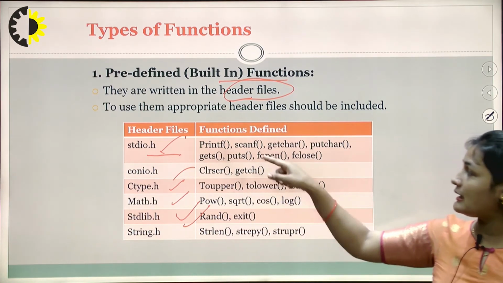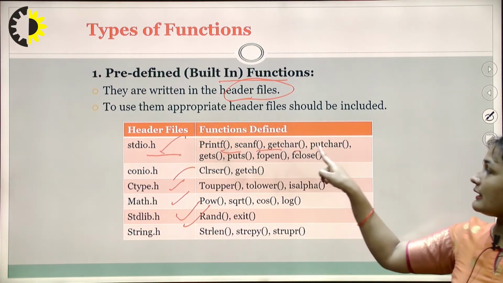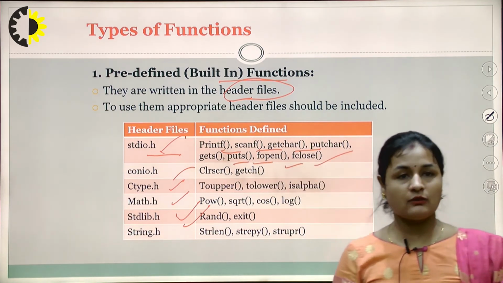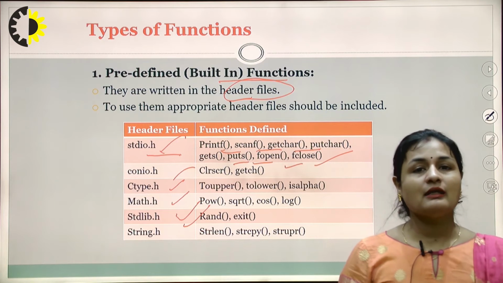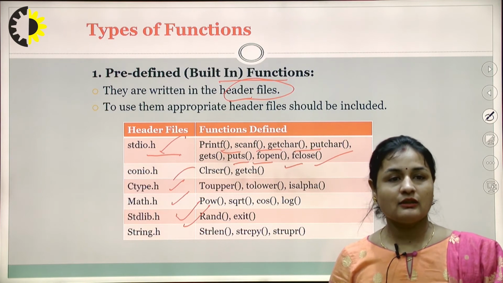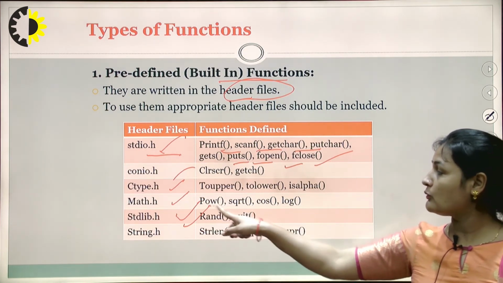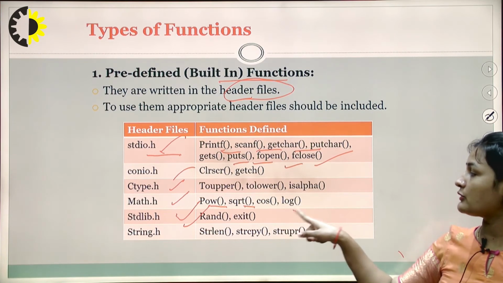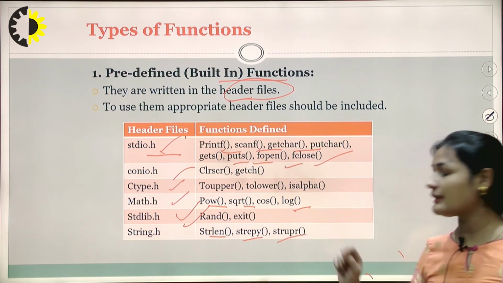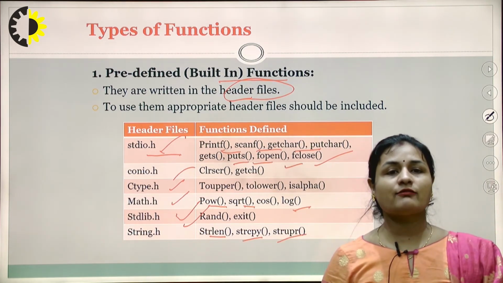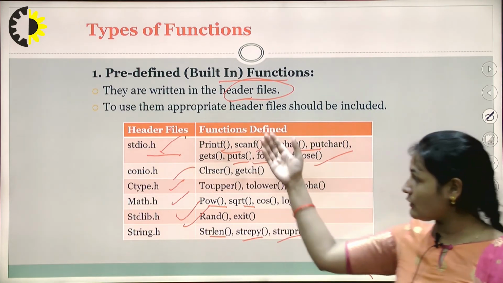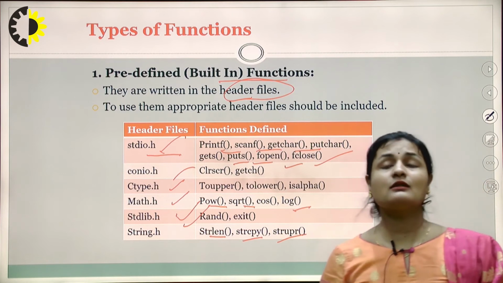The stdio.h header file contains the functions printf, scanf, getchar, putchar, gets, puts, fopen, fclose, that is file open and file close functions. conio.h includes clrscr, that is the clear screen function, and getch function. math.h includes the power function, square root function, cos function, log function. And string.h has strlen, strcpy, strupr, strcmp. All these functions are included in the string.h header file.